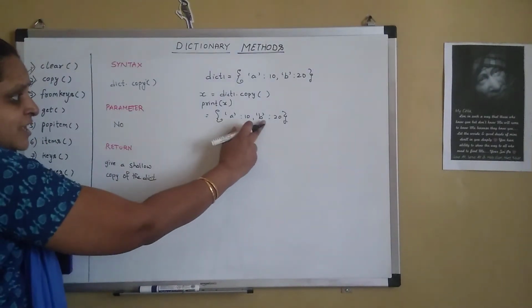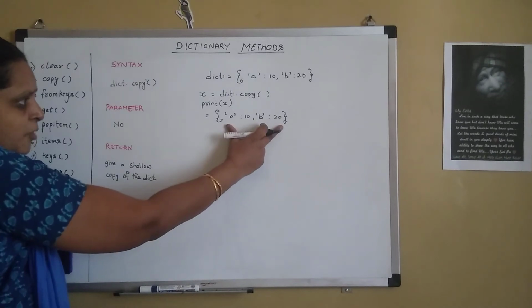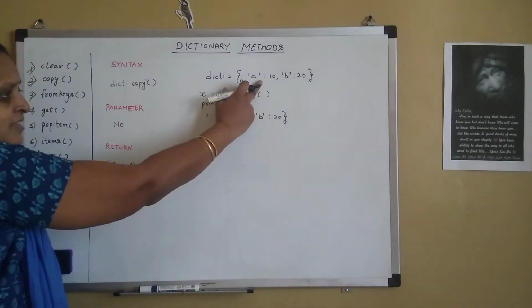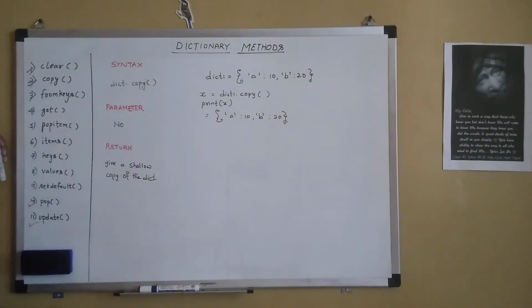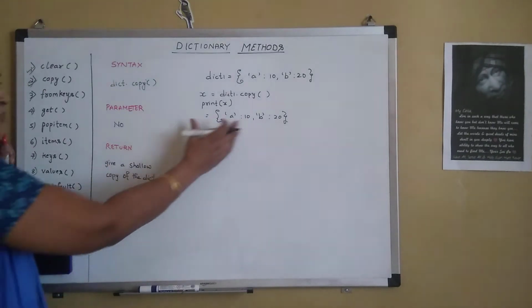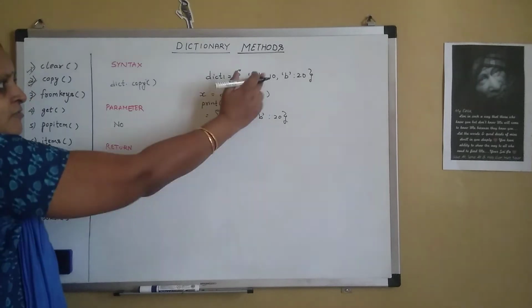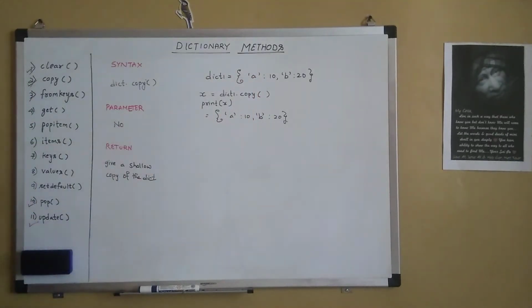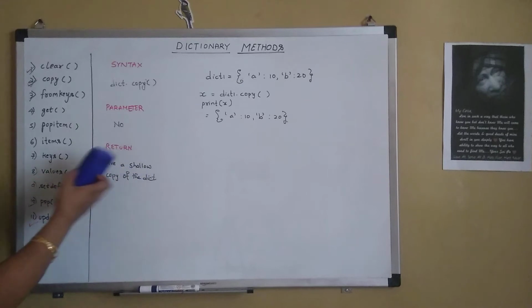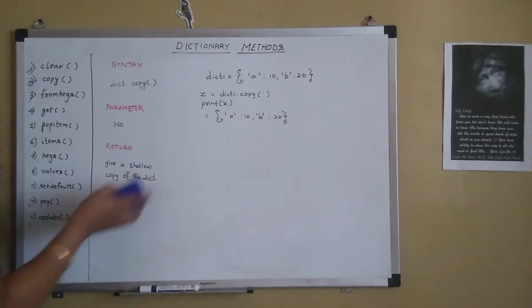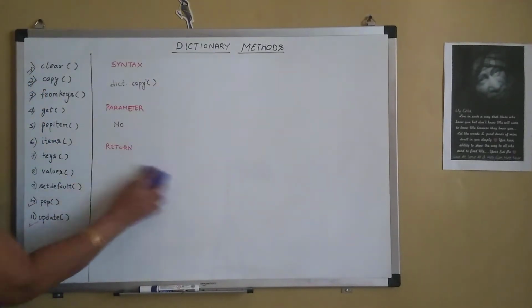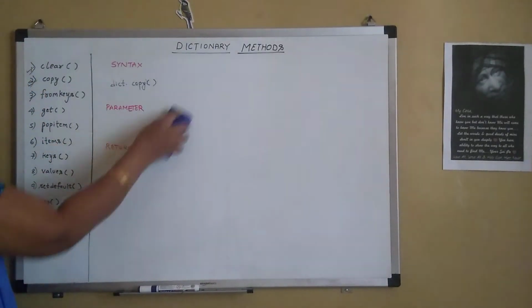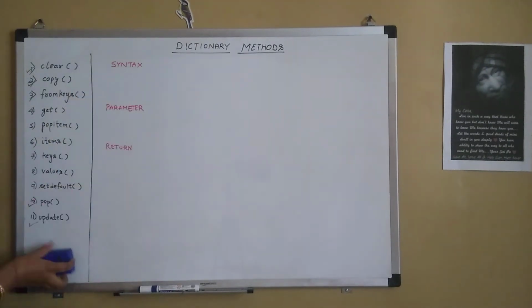And if we modify any contents of the copied dictionary, it won't reflect in the main dictionary because it's a shallow copy of the dictionary. They both are present at two different memory locations. So any modifications you make on the copy will not reflect on the main dictionary. So this was the copy built-in method, which copies the contents of a dictionary to another variable.